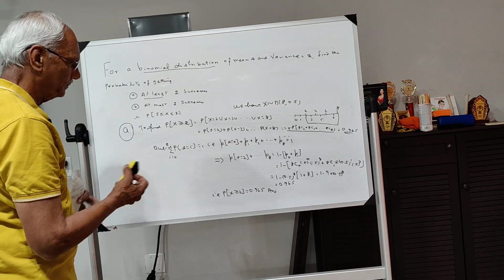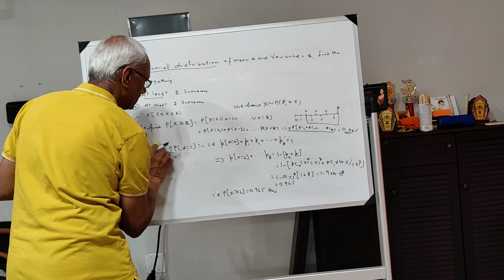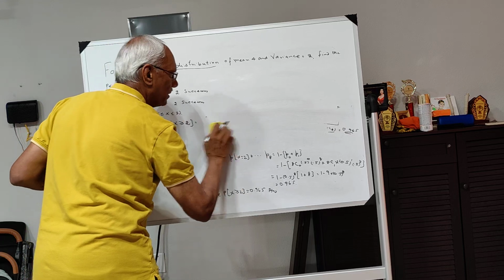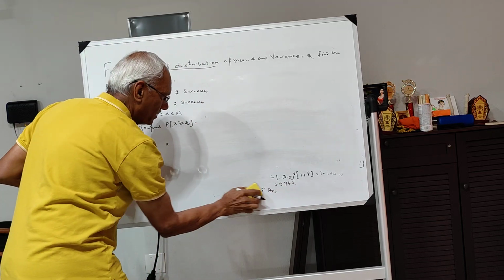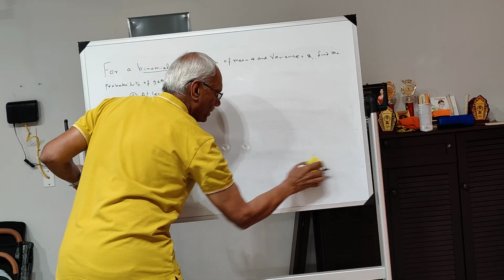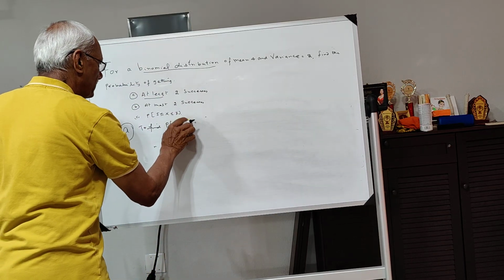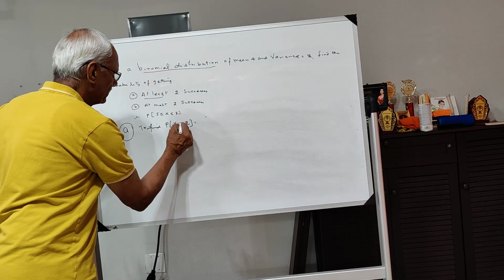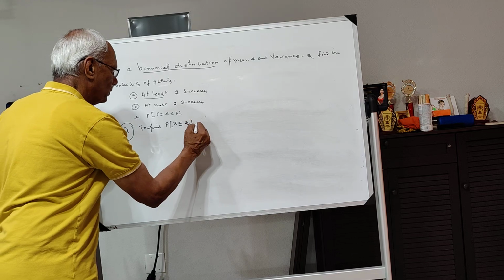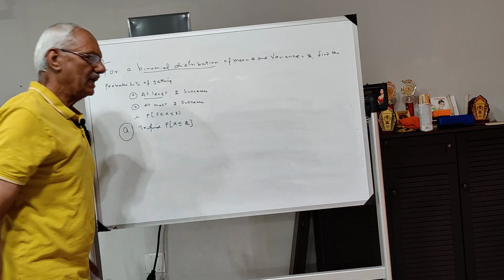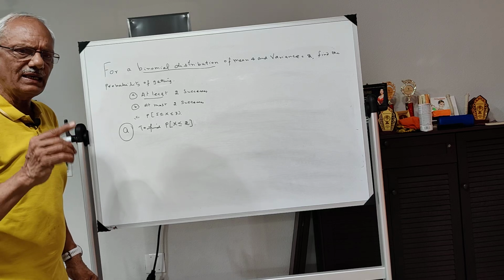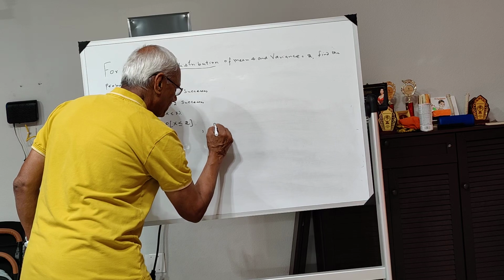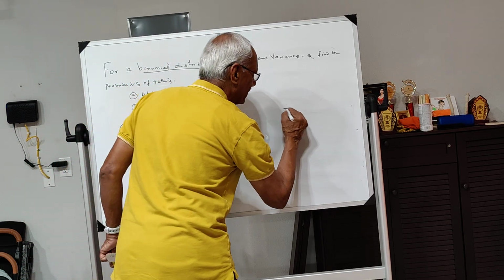Let me go to the next one. So the next one is here, what he has asked is at most 2. That means we have to find x less than or equal to 2, which means at most 2. See what is the meaning of this?